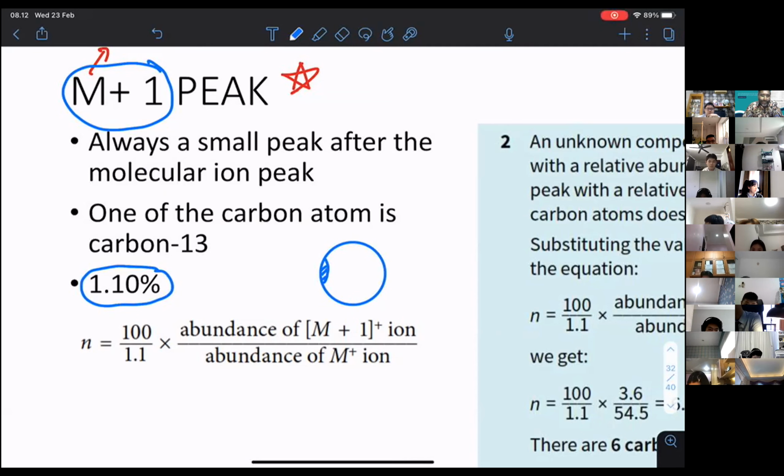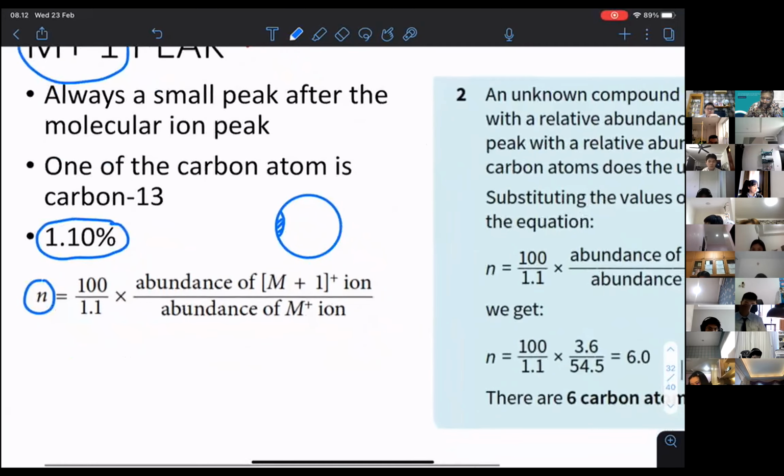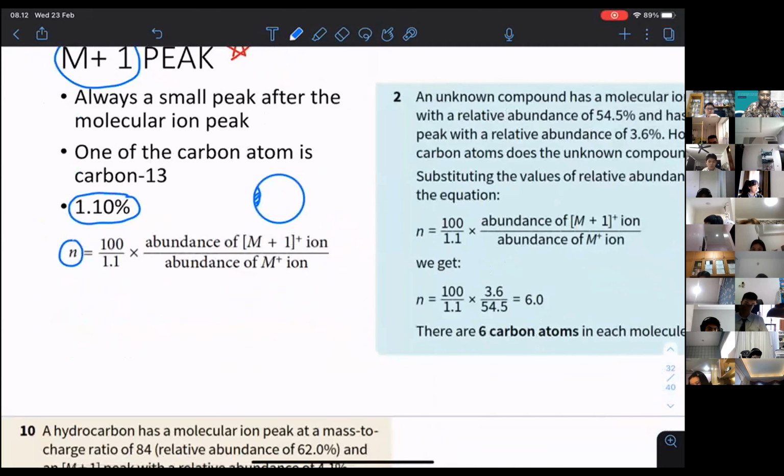The formula, using this information 1.1, is N equals 100 divided by 1.1. Actually there is a way to derive this, but I don't want to focus on that. Just focus on using the formula. How to get the formula, try to figure out on your own. If you're really interested to know, please do let me know, I will explain to you.